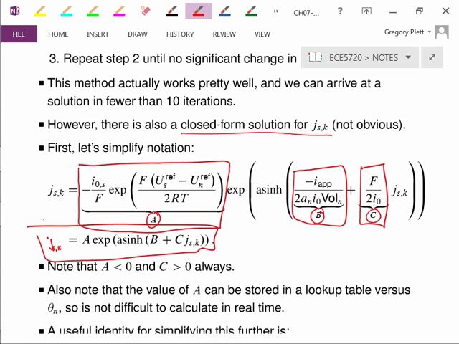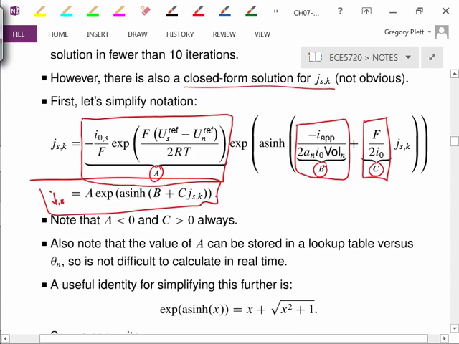One thing that we will note later on is that A is always negative and C is always positive, and that will be an important observation a little bit later, but not yet.